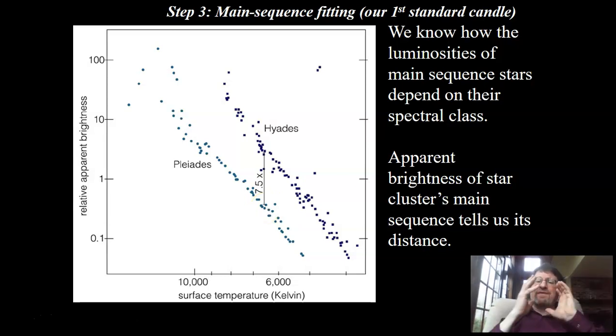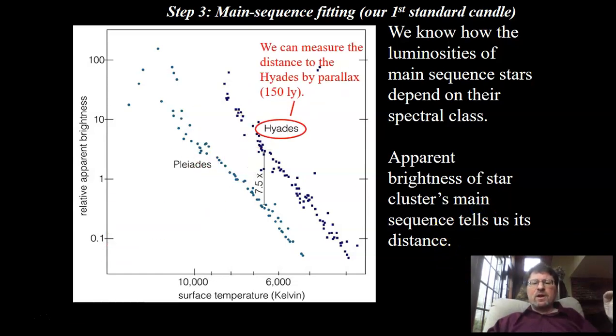Remember, the Hyades is the face of the bull, and it's rather spread out in the sky. The Pleiades is in the back of the bull, and it's a smaller little region. It's smaller in that angular sense, largely because it's further away. And so the apparent brightness of a star on the cluster's main sequence is going to tell us its distance. Let's think about that in a little more detail here. The Hyades is close enough that we can measure the distance to its stars using parallax. It's about 150 light years away.